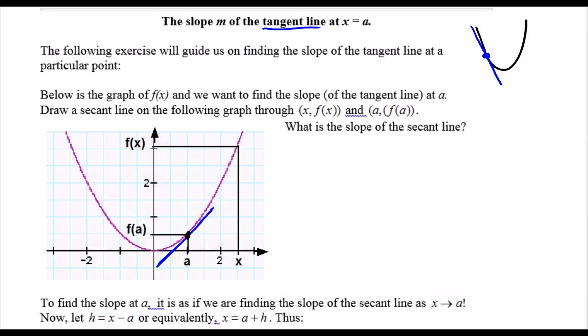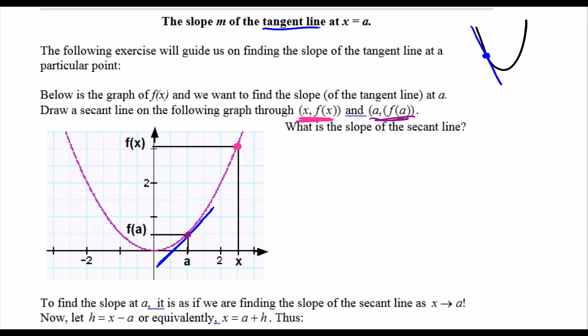And for the secant line, you take two points. So x and f of x. If you just think of it, x is your x-coordinate, f of x is your y. Makes sense. So x and f of x is going to be there. And we're going to have a and f of a. And the secant line is going to be a line that goes through these two points.